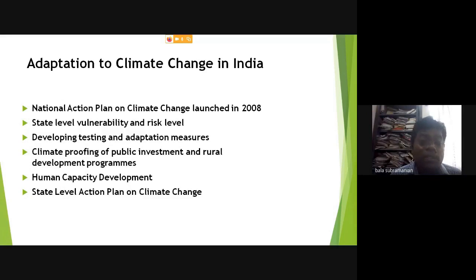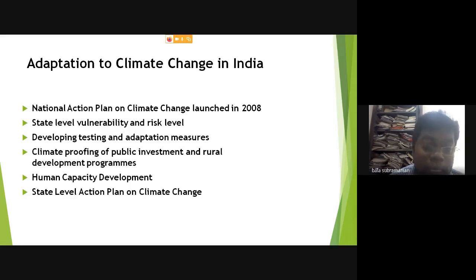On adaptation to climate change in India, the National Action Plan on Climate Change was launched in 2008 exactly. So the National Action Plan on Climate Change is working 40 to 50% in agriculture, in water and biodiversity, all the things. The second program is state level vulnerability and risk levels. So the Ministry of Environment and Forest has already given instructions to every state that they have to assess the vulnerability index at the state level and district level. That is helpful for the national policies.